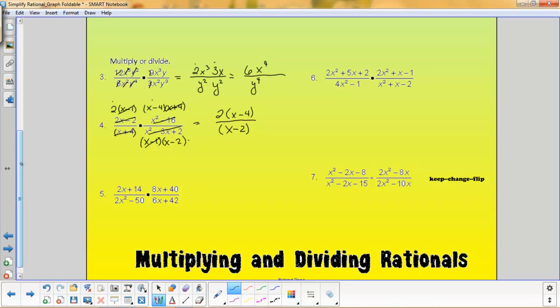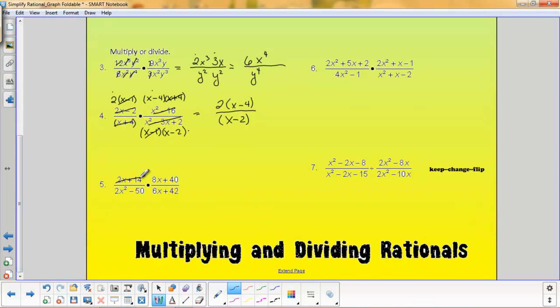Question number 5. One last time, GCF here is going to be 2, x plus 7. GCF here is going to be 2, and that's x squared minus 25. Oh, there's that factoring trick. So I'm going to cross this off one more time and rewrite it as 2 times x minus 5 times x plus 5, difference of squares. Back up here, GCF of 8, leaving me x plus 5. GCF of 6, leaving me x plus 7.